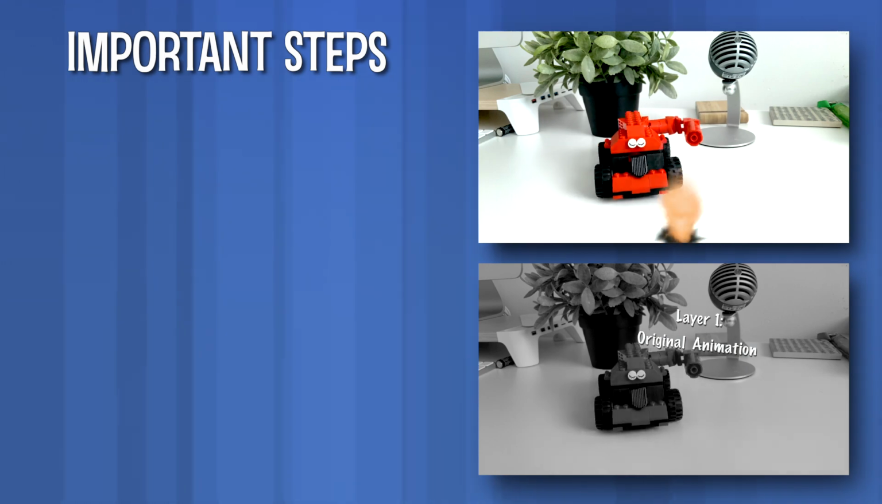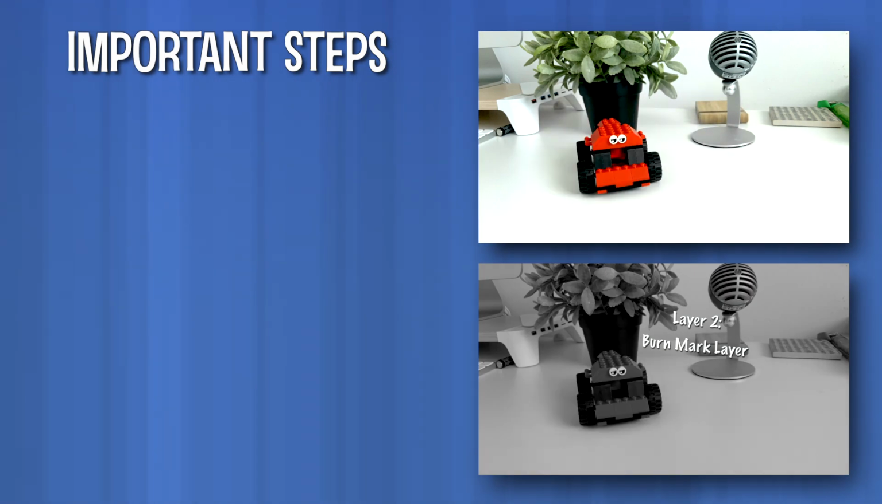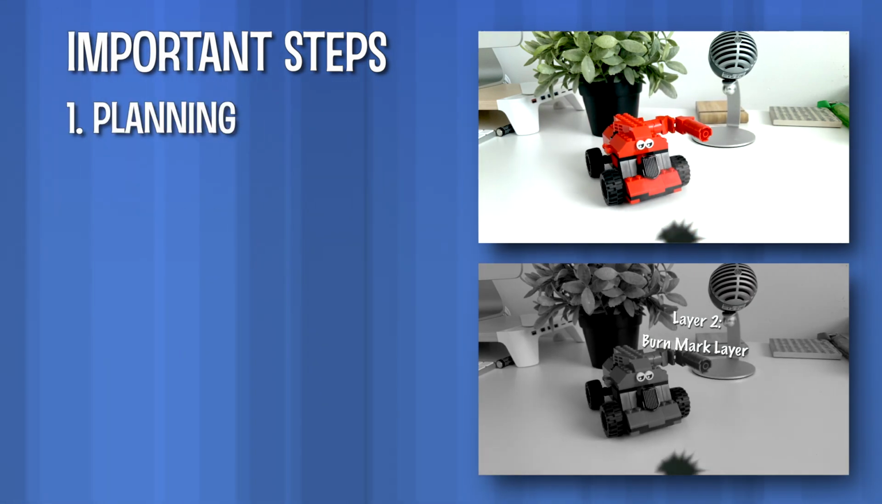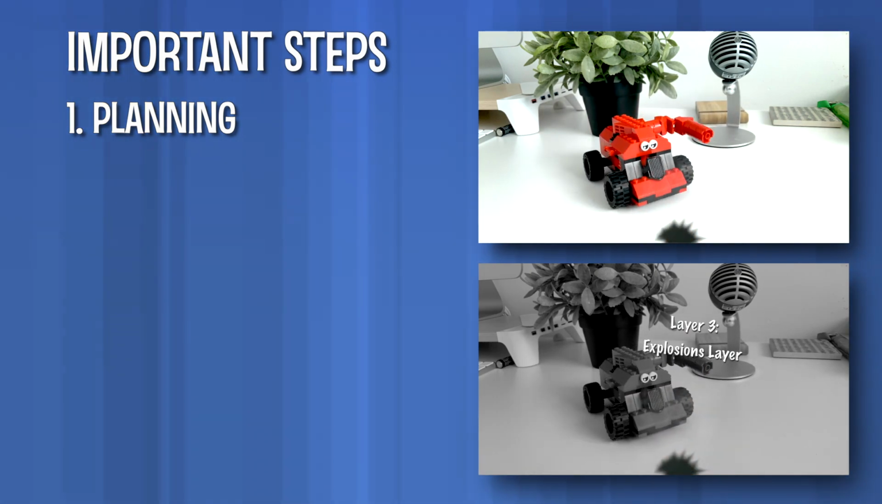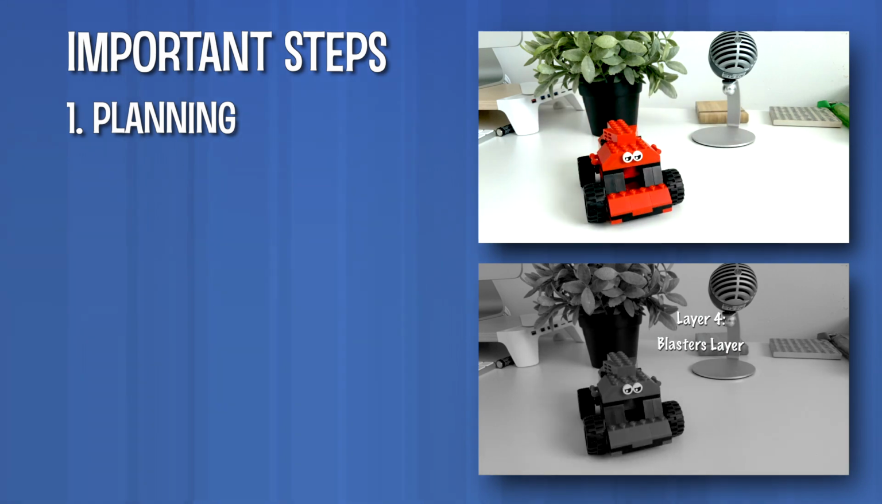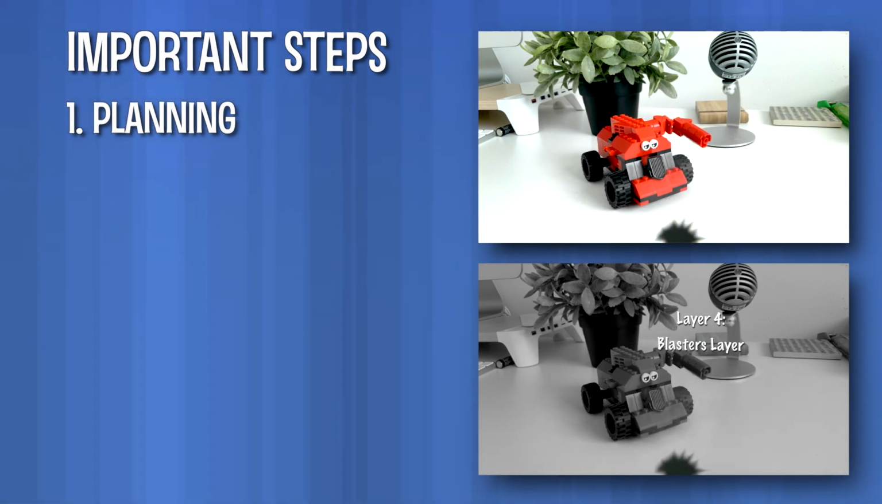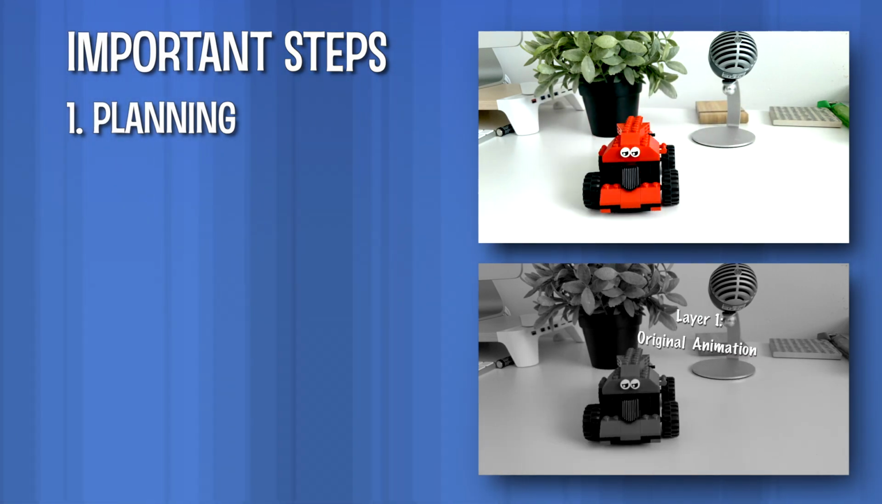The number one thing you need to do before beginning your animation is planning. Try to think about where you want the visual effects to go in your scene before you even start to shoot your animation. And the next thing you need to think about is if you actually have access to the visual effects that you want to use in your scene.